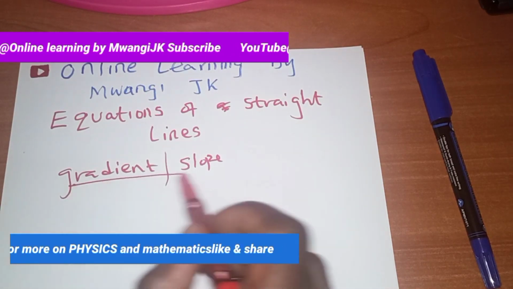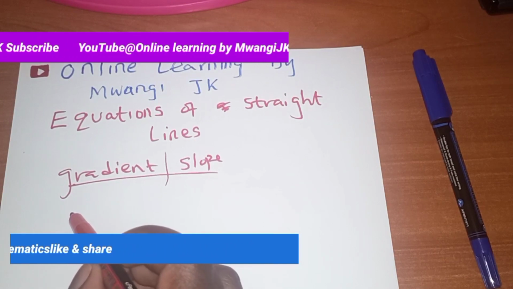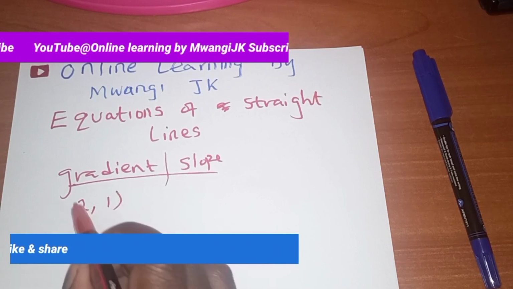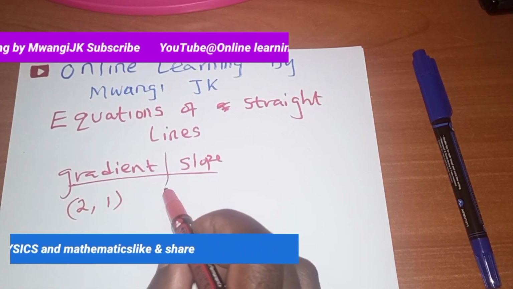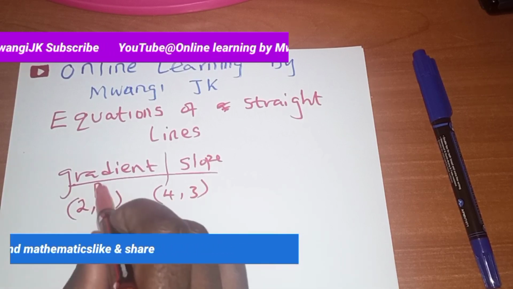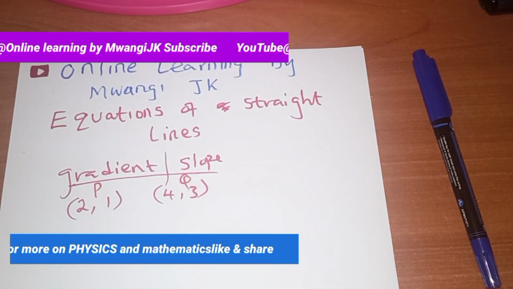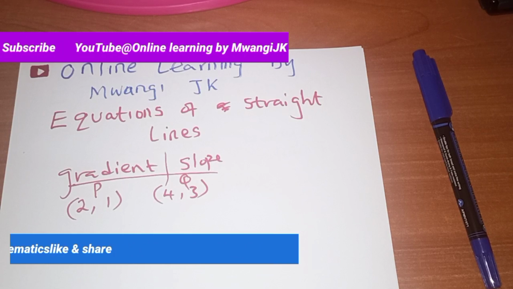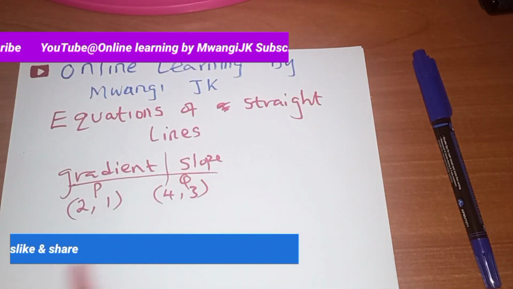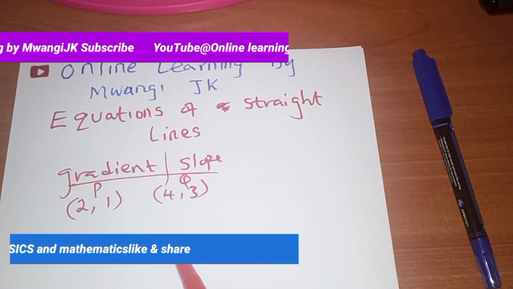Gradient of a line can be determined by being given 2 points, like for example (2, 1) and (4, 3). So these are points P and Q, and we are expected to determine the gradient of a line given the 2 points. How do we go about that?